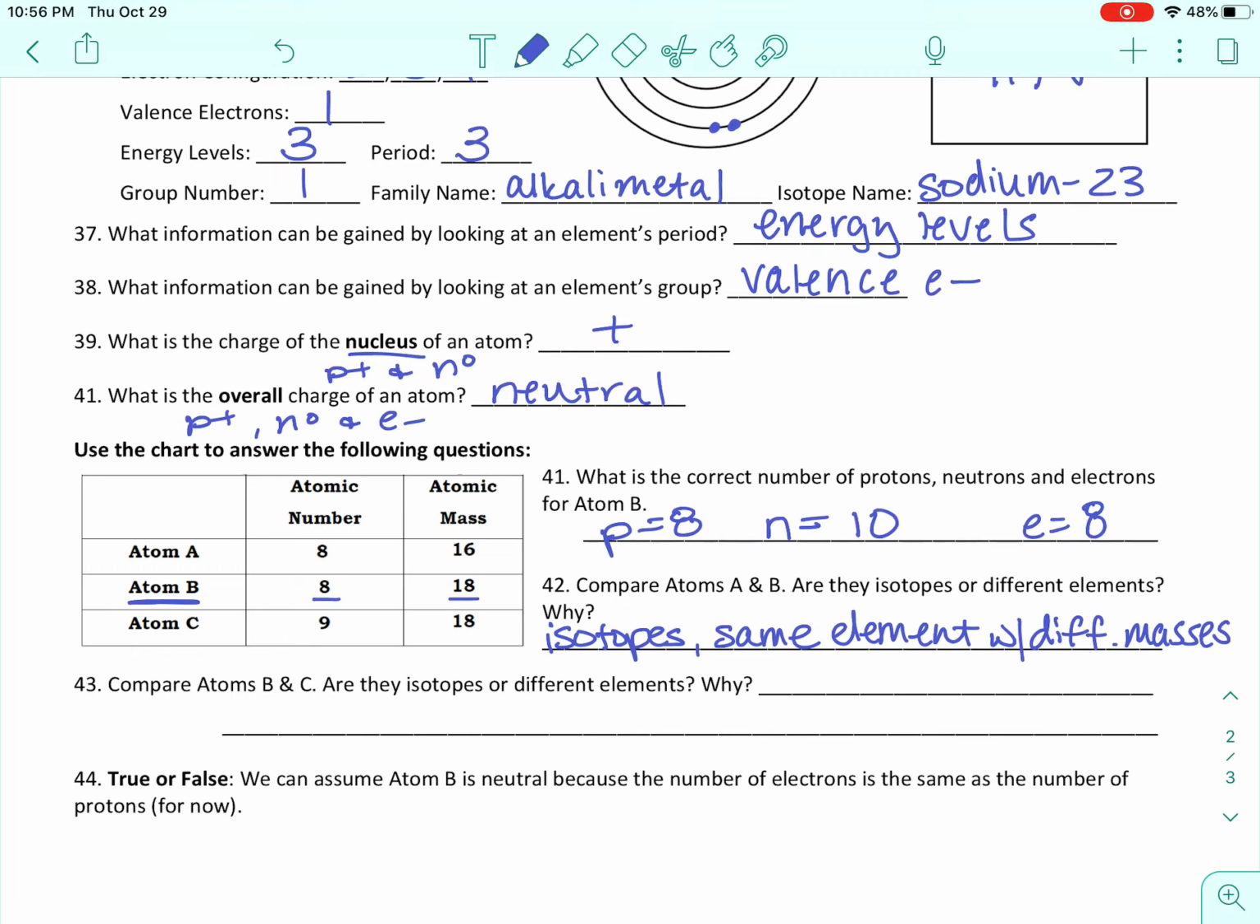Compare atoms B and C. Are they isotopes or different elements, and why? So B and C, start by looking at the atomic number. The atomic number is not the same. So they're not even the same element. So that means that they cannot be isotopes. They are different elements. And that's because they have different atomic numbers.